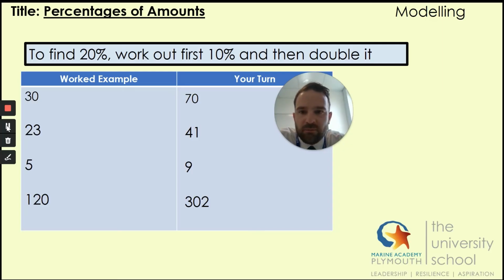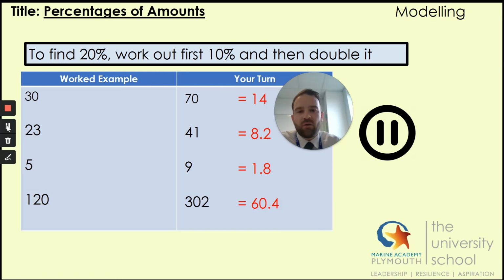Brilliant. So moving on, it's now your turn. You've got 4 questions again. So give yourself 3 minutes and pause the video now to do this. Right, answers are coming up. So black pens dropped, green pens in your hand. Answers are on the board. So we've got 14, 8.2, 1.8 and 60.4 for our 20%.